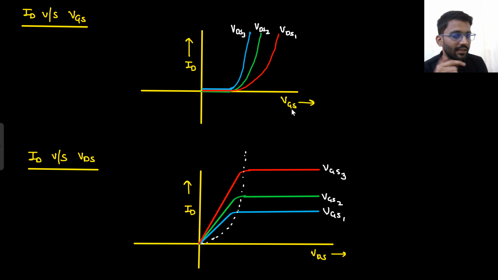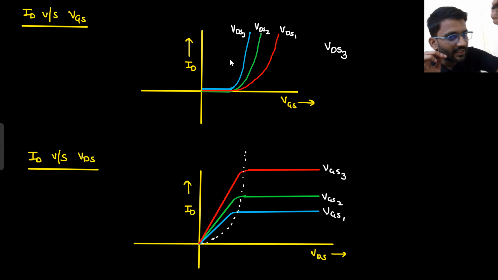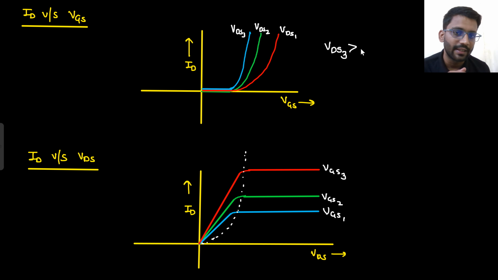That means in one of the conditions, VDS3, there is the maximum current. That means here the drain voltage is at highest. Drain voltage is very positive. So there will be high electric field. If there is high electric field, it can sweep away more electrons, which means there will be more current. So VDS3 is higher than VDS2, which is higher than VDS1.